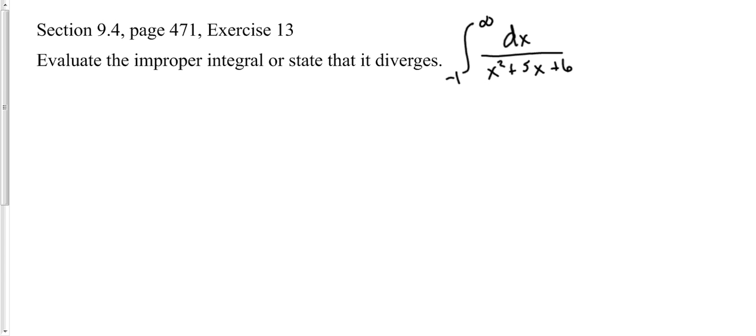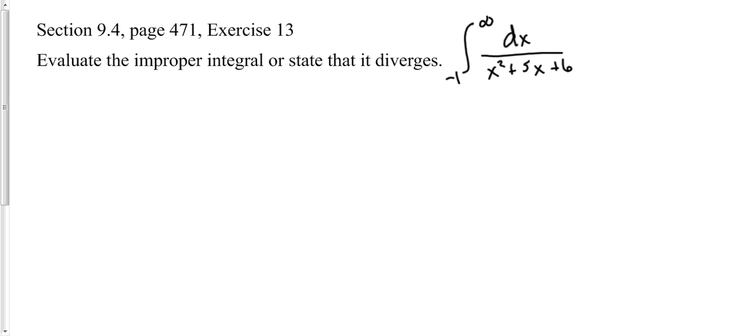Let's do section 9.4, page 471, exercise 13, which reads, evaluate the improper integral or state that it diverges. For exercise 13, we have the integral from -1 to infinity of dx over x squared plus 5x plus 6.